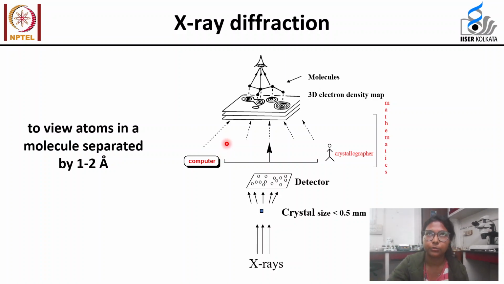Suppose we have a chiral center, where the carbon atom is attached to four different kinds of atoms, and we want to know the absolute configuration, whether it is R or S. Then it is very difficult to understand it.